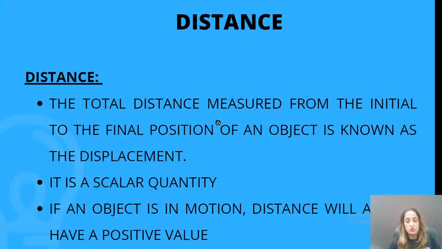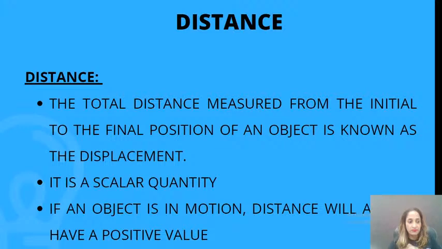So we have distance: the total distance measured from the initial to the final position of an object. Initial to final. It does not matter whether it is the shortest or the longest, we are not considering that. It is a scalar quantity because we are not considering the direction of motion. We are just considering the magnitude. So do you know the difference between scalar and vector quantities? A scalar quantity has only magnitude but no direction. It has only a value but no direction.